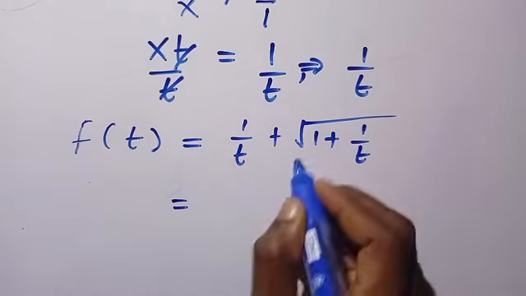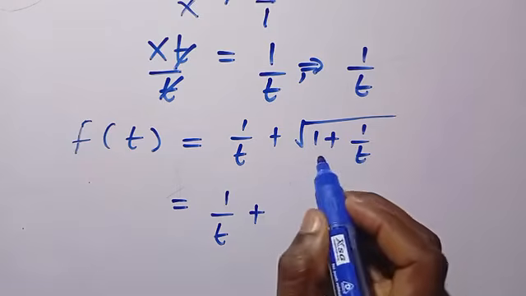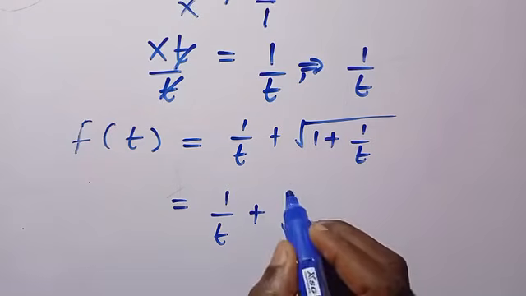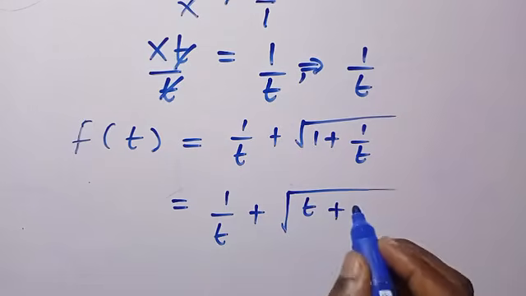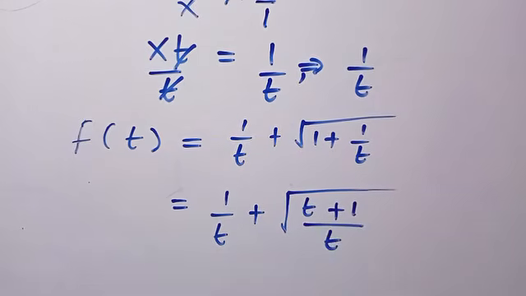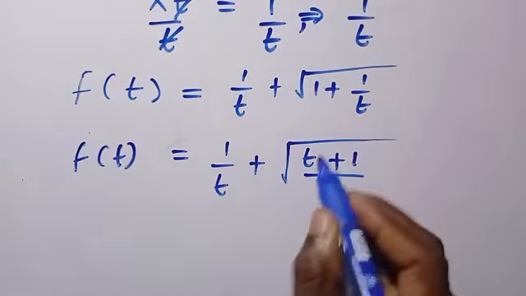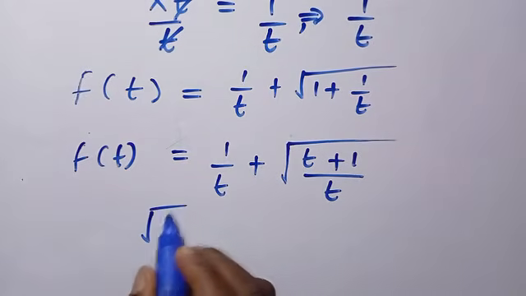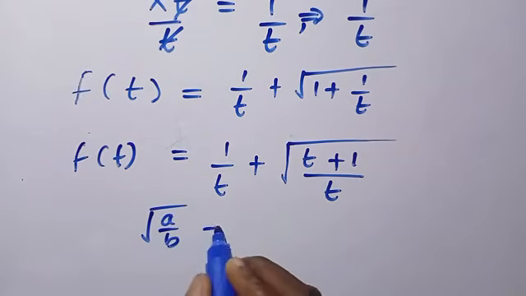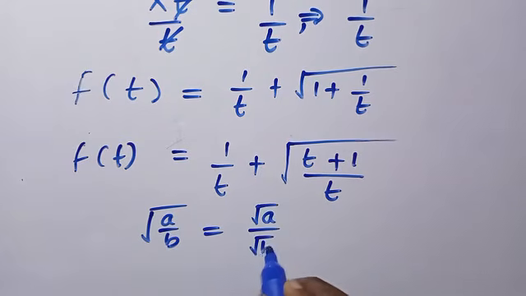So when we proceed with this side, we have 1 divided by t plus, here when we find the LCM, we are going to have the square root of t times 1, that is t, plus 1, divided by t. And looking at this side, we have the square root having a numerator and denominator. And when we have the square root of a divided by b, this gives us the square root of a divided by the square root of b. So this is what we are going to have.